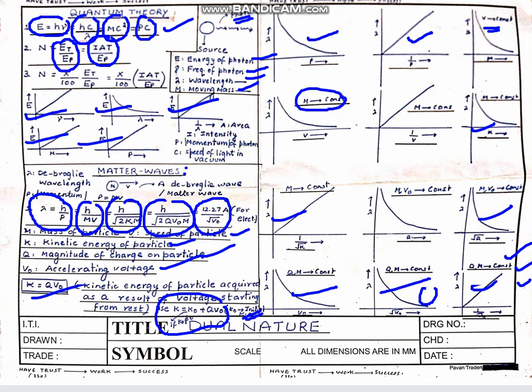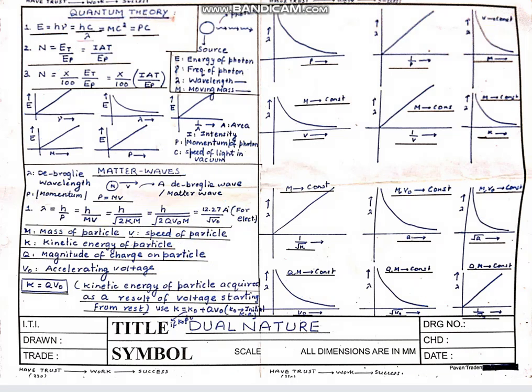and 1 by root V naught again a straight line. So in this way we have seen that a lot of graphs are possible. So depending on the possibilities, we have drawn all the corresponding graphs over here. Let's revise the entire thing one more time.